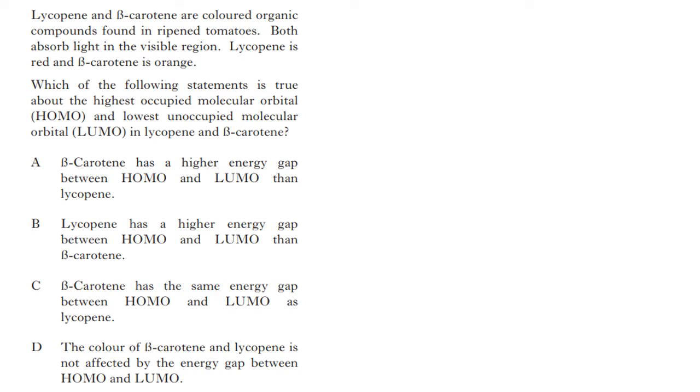This next question. We've got two chemicals. We've got lycopene and we've got beta-carotene. So I'm just going to call them L and B. So lycopene is red and beta-carotene is orange. And that's the colours that they are. So we can look at the colours they absorb using page 19 and the colour wheel. So if it's red, it's absorbing blue-green.